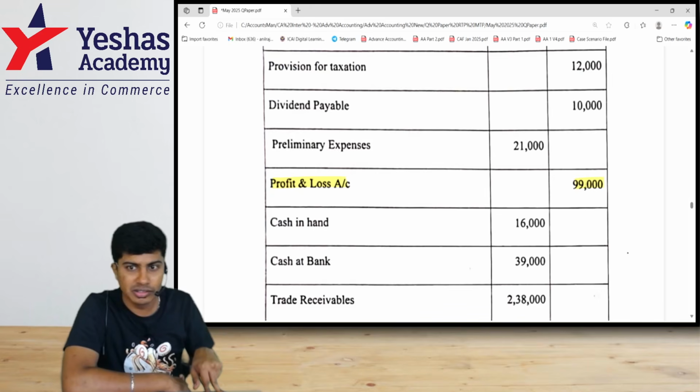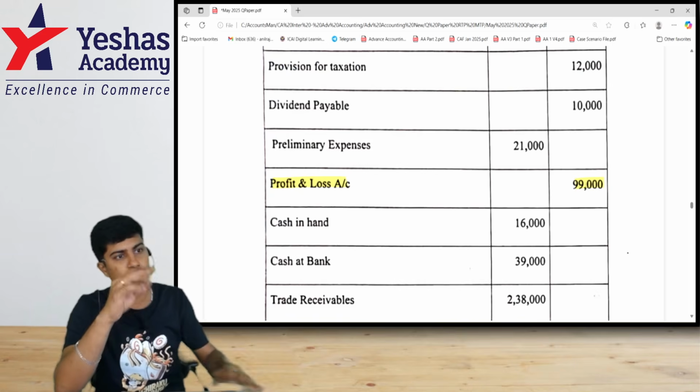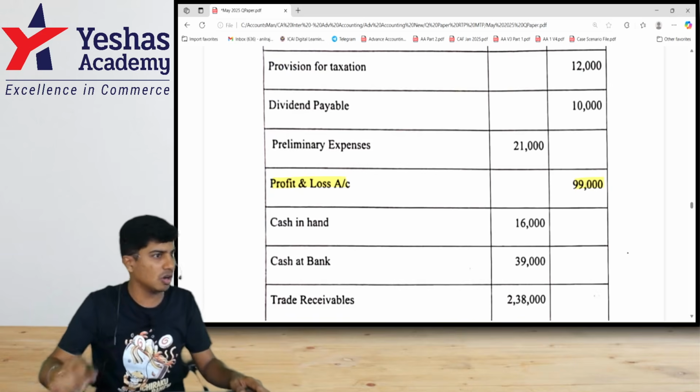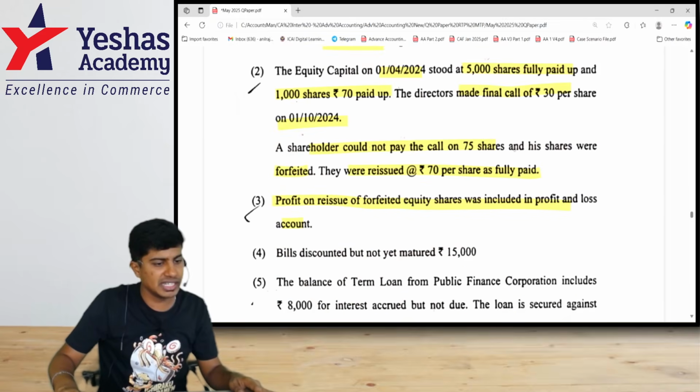I hope you guys got it. So this is a baby question in that way. So how much do we deduct from P&L? 3,000, and write it to capital reserve. I'll recall this once again to you slightly later. Come to the next adjustment. What is the next adjustment?